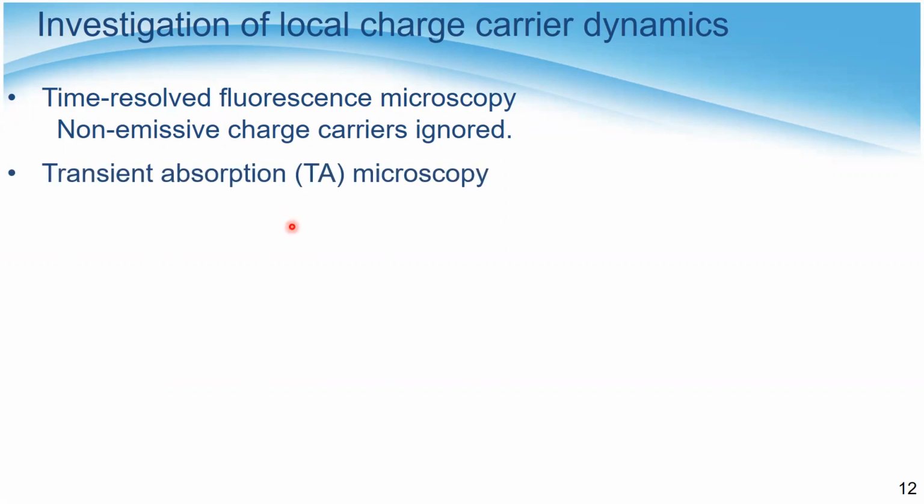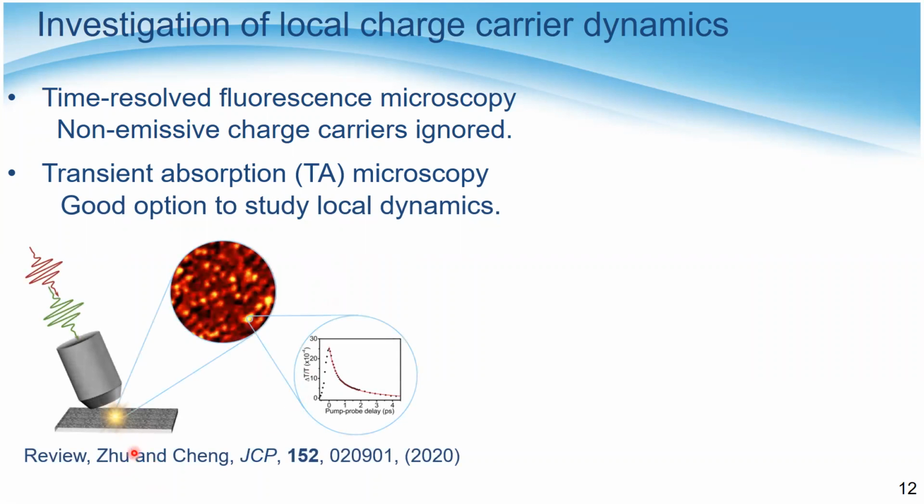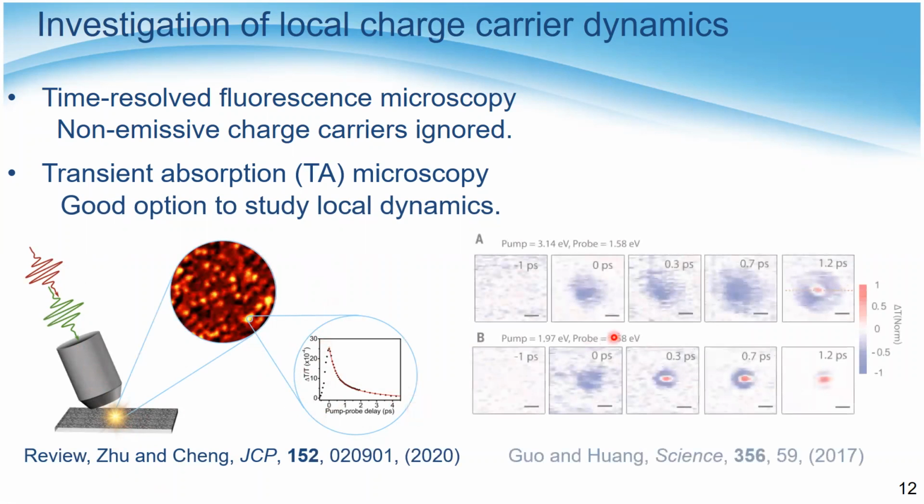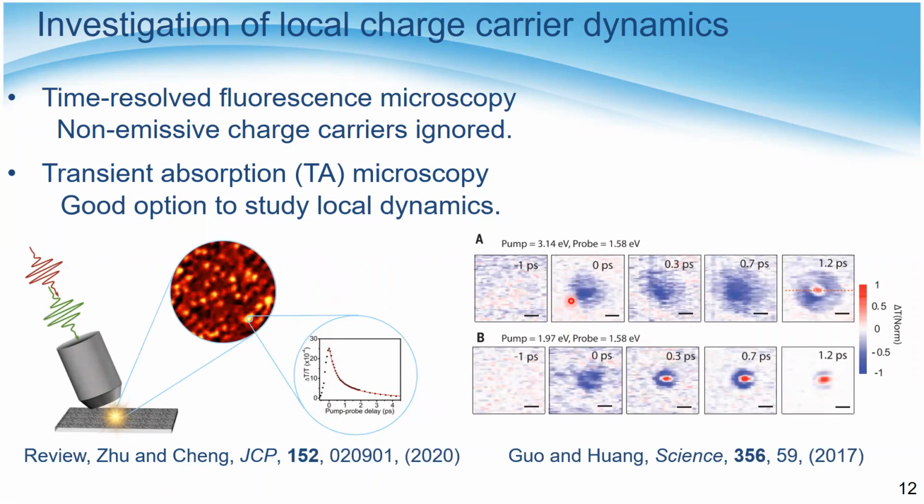The other good option is transient absorption microscopy, and this is a really good option to study the local charge carrier dynamics. Here's a very nice review by Professor Zhu and Chen recently: two pulses of light are irradiated, and by using the pump-probe technique, you can obtain the local charge carrier response like this. Another example is applied to a perovskite sample, and you could see the charge carrier decay and also diffusion on the order of picosecond time regions.